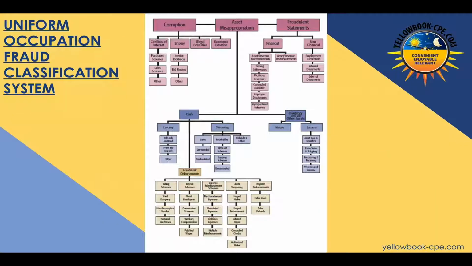It's like a benchmark. You take your brainstorming and then you look at this tree and you go, hey, did we think of everything here? Okay. Did we think of corruption? Did we think of fraudulent statements? Did we think of the 3 different ways under asset misappropriation that cash can slip out of an organization? Did we think about other assets that could be taken from us?